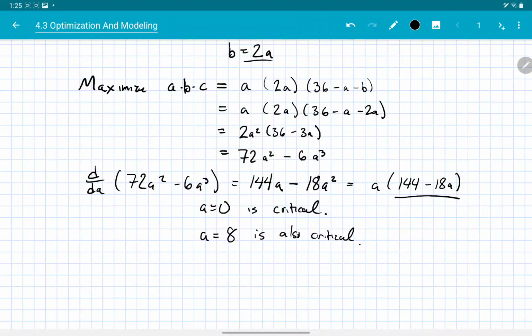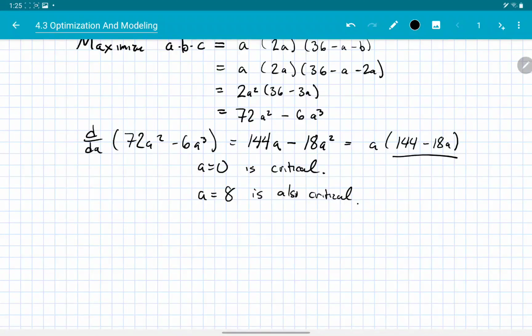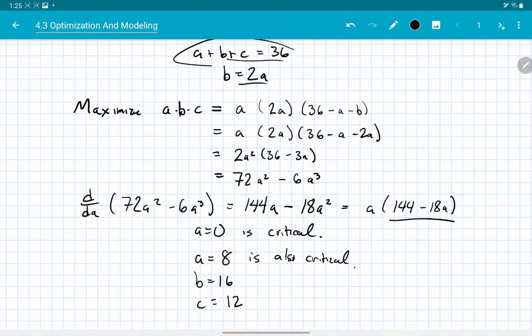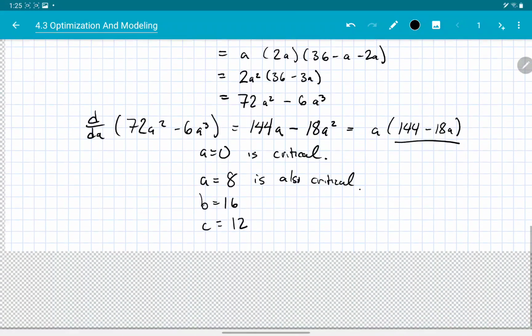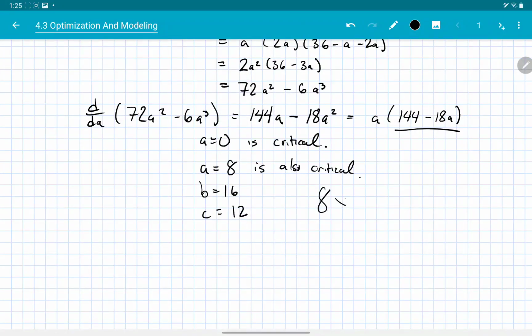When A is equal to 8, we get A is 8, B is 16, and then C is left with 12 using this fact that A plus B plus C is 36. And when that is the case, we take 8 times 16 times 12, and we get 1,536 is the max possible product of three numbers whose sum is 36 and one of the numbers is twice the other.